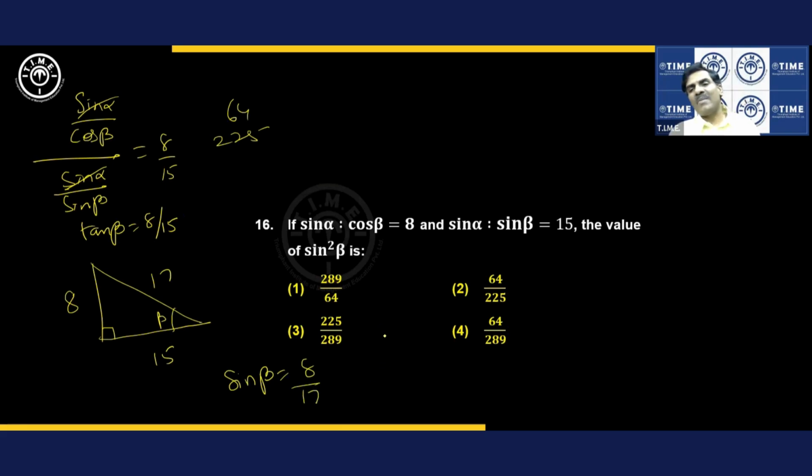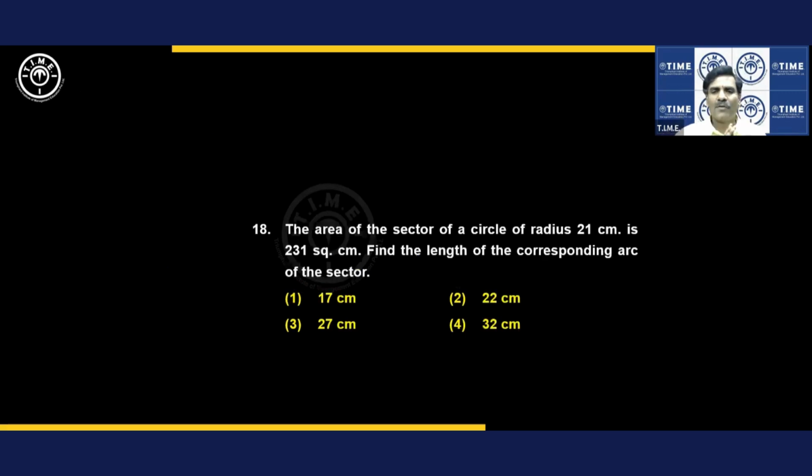So sin square beta will become 8 square by 17 square. So the answer for this question should be 64 by 289. So choice 4, 64 by 289, is the answer. So let's look at the next. If you know that one, nothing else is required for answering that question.